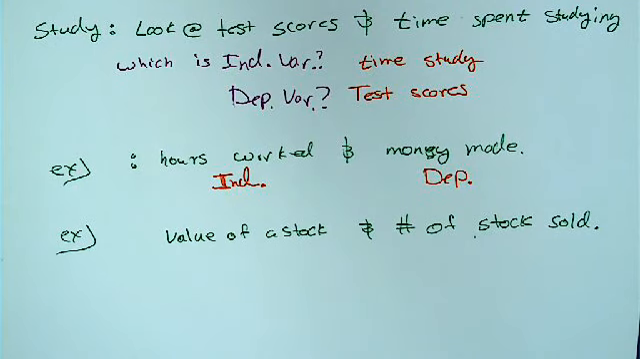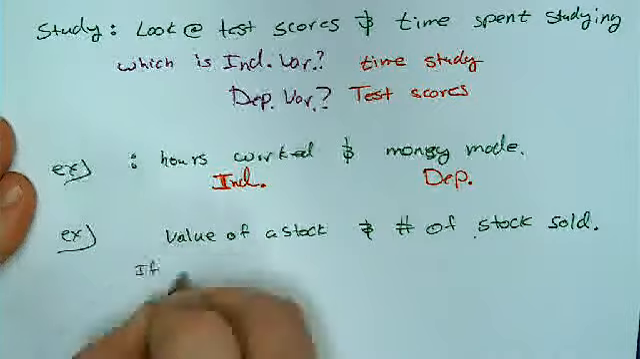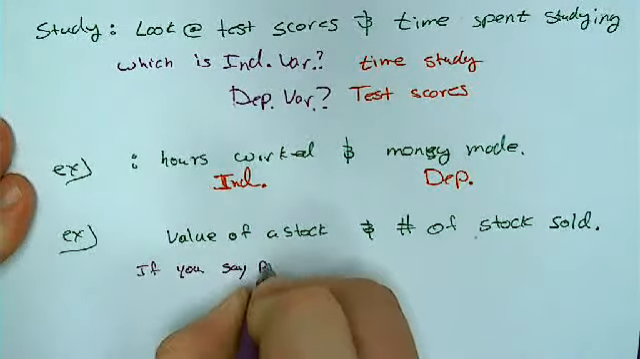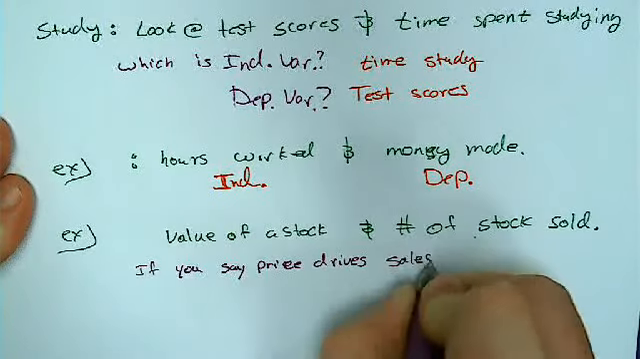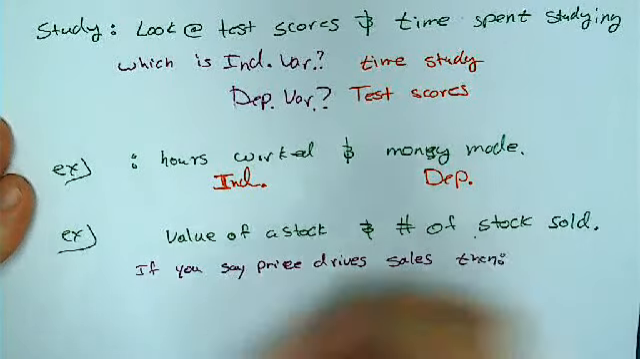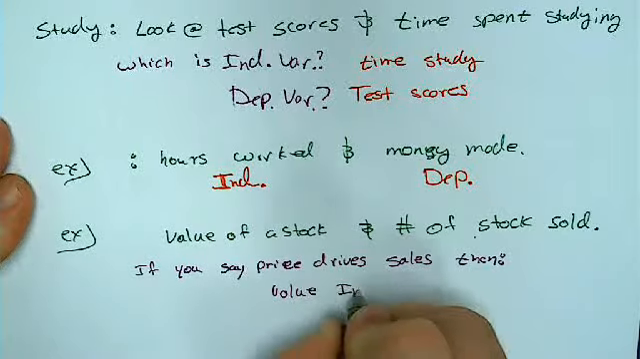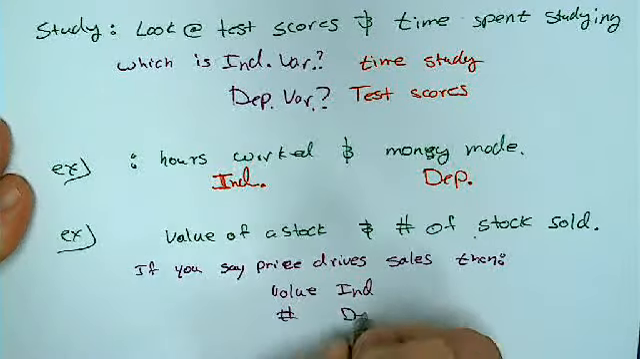Value of stock is the what? Independent. And the number is dependent? Why? So if it's cheap, I'll sell more. So the price drives, let me write this down. So if you say price drives sales, then value is my independent, number is my dependent.